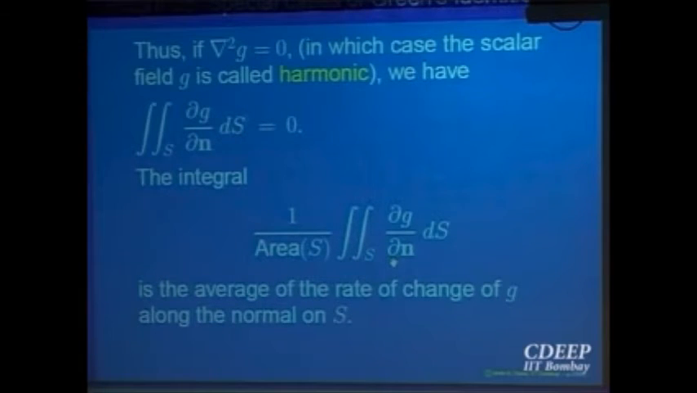So it says for a harmonic function, this came out to be 0 as a consequence of Green's identity. So for a harmonic function, this average rate of change of the function along the normal is equal to 0, right? If the function is harmonic and you want to know the average rate of change of the function along the boundary in the direction of the normal, then that average is equal to 0, right? So this is a property of the harmonic function.